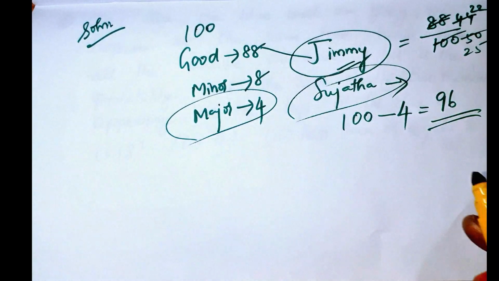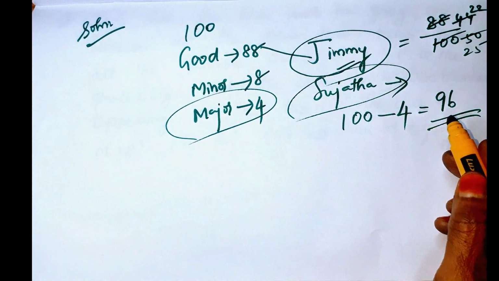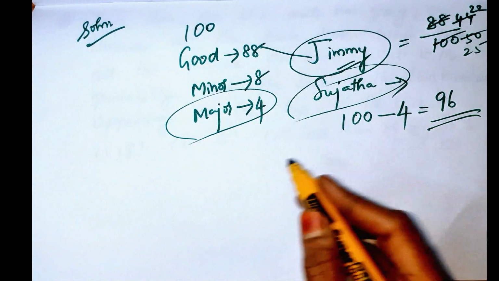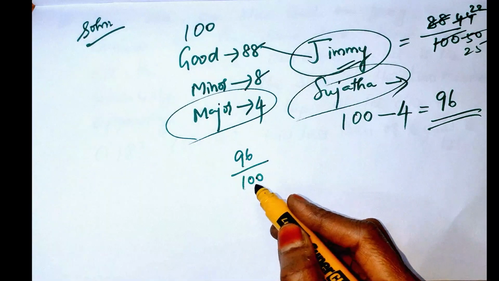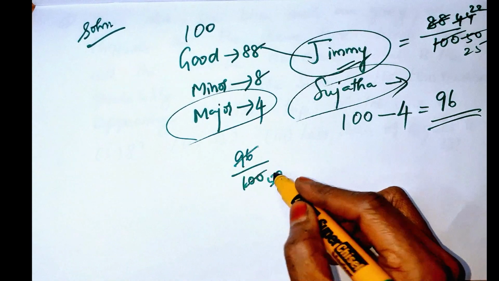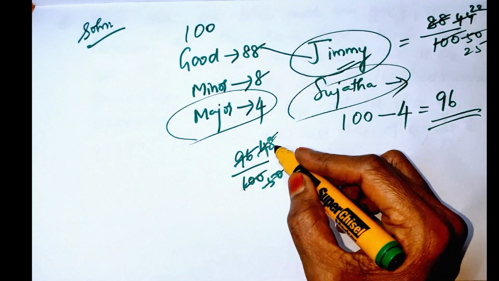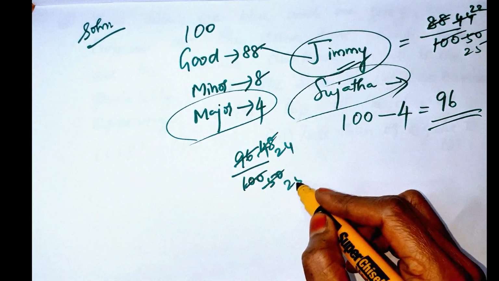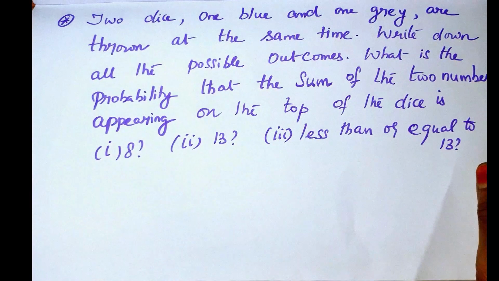And for Sujata, she will reject only the major defect products. Other things she will accept. So the other things are 96 out of 100. On simplifying this, we get 50, 48, and this is 24 and 25. Okay, so these are the answers for this problem. Is it clear? Come to the next one.